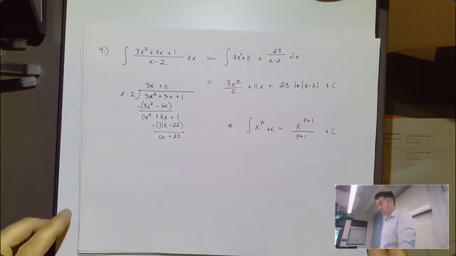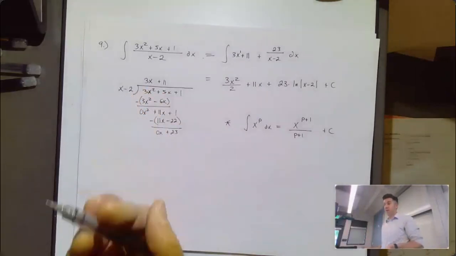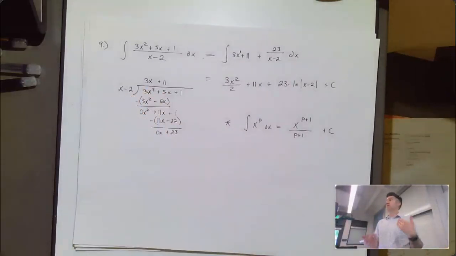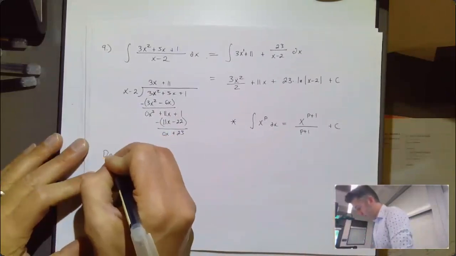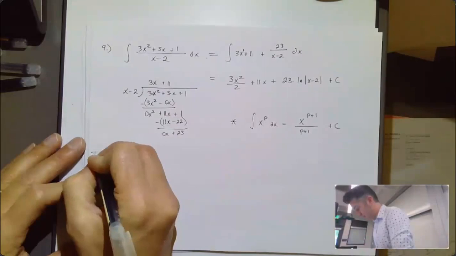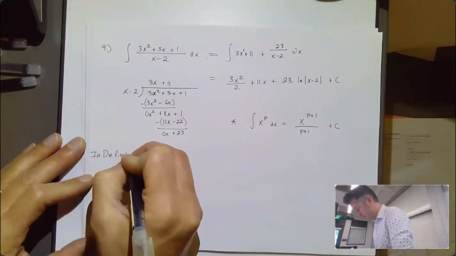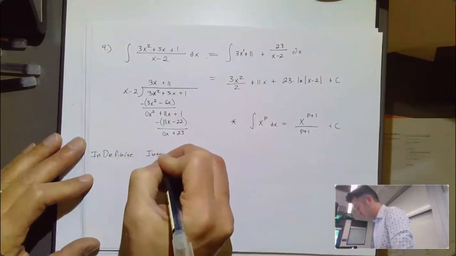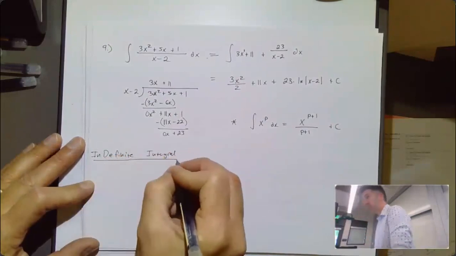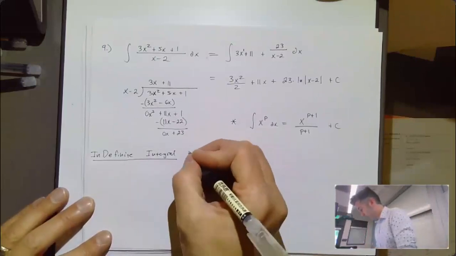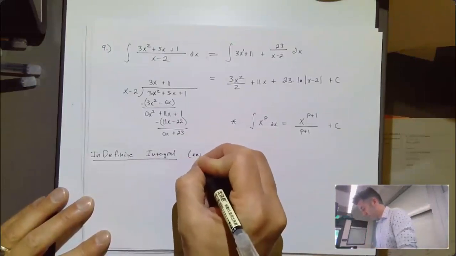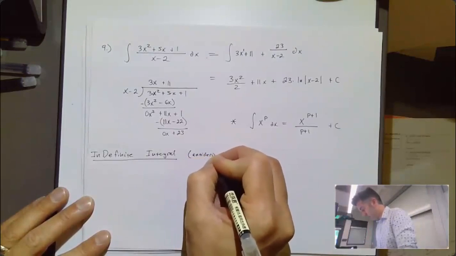So the difference between an integral and a definite integral is whether or not you have limits of integration. So an indefinite integral is what we've been doing so far. An example of an indefinite integral is literally any of the integrals we've done. It's just a fancy phrase for an antiderivative.